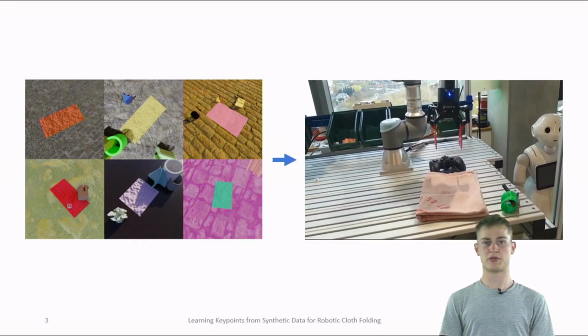Our pipeline contains three components: the procedural data generation, the keypoint detector, and the scripted fold trajectory. I will briefly introduce them in the next slides.